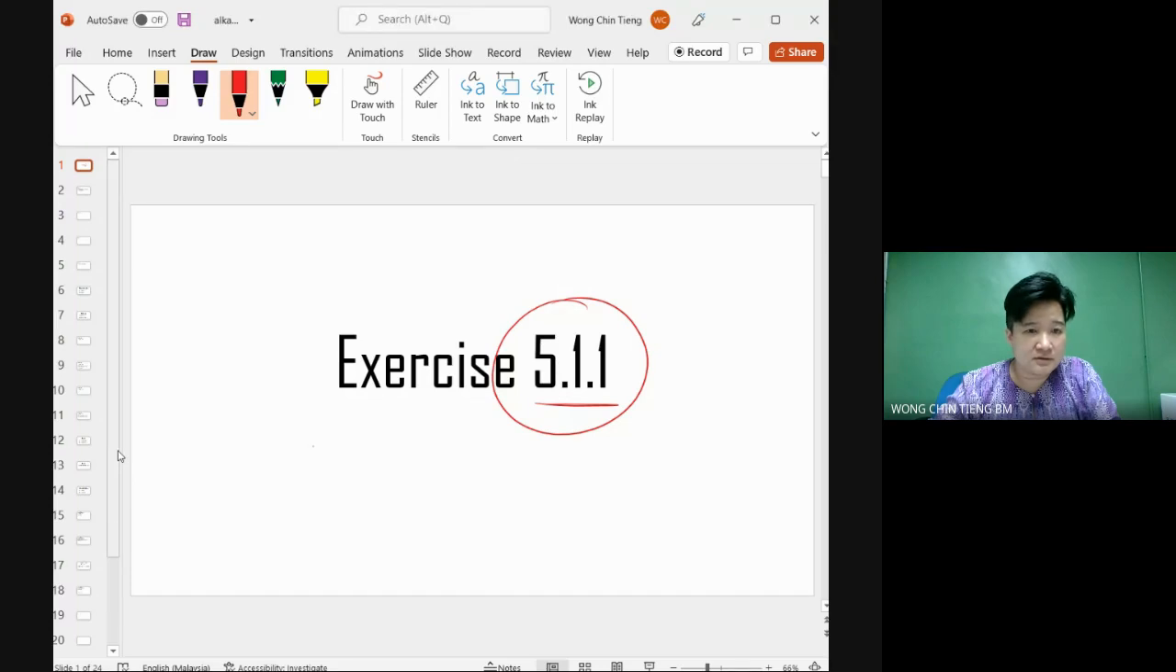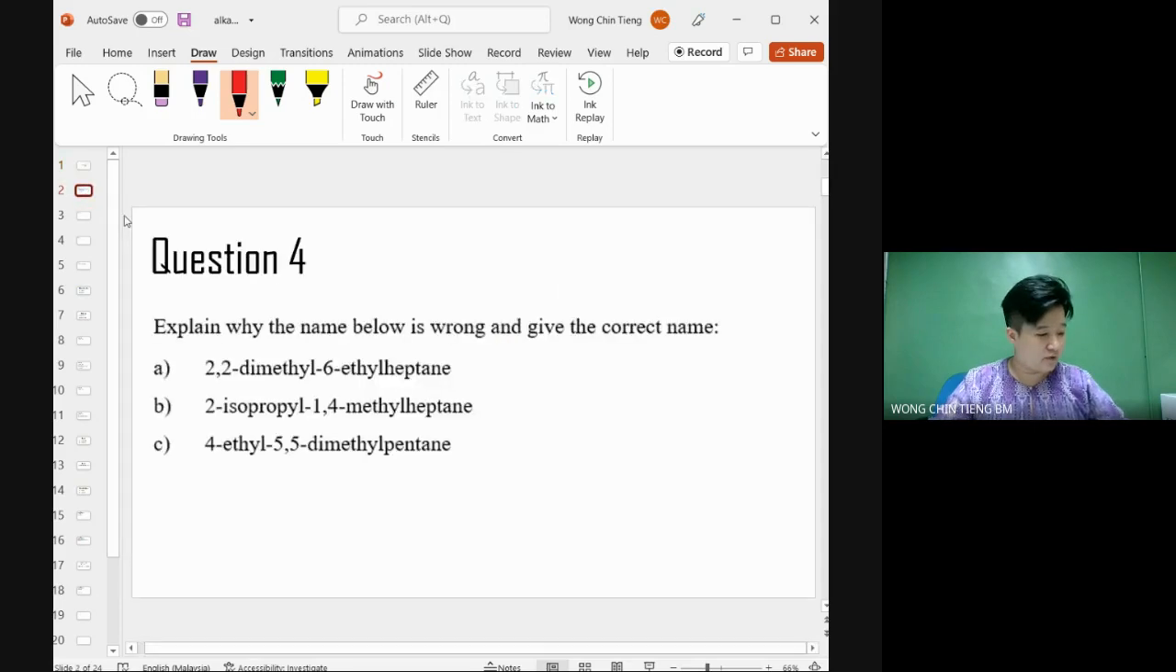Okay. All right. So I won't discuss all the questions in exercise 5.11 because we have discussed some of them. I want to look at question 4. Can you take a quick look at question 4? This is the one that I'm going to discuss. The question already tells you that the name below is wrong.